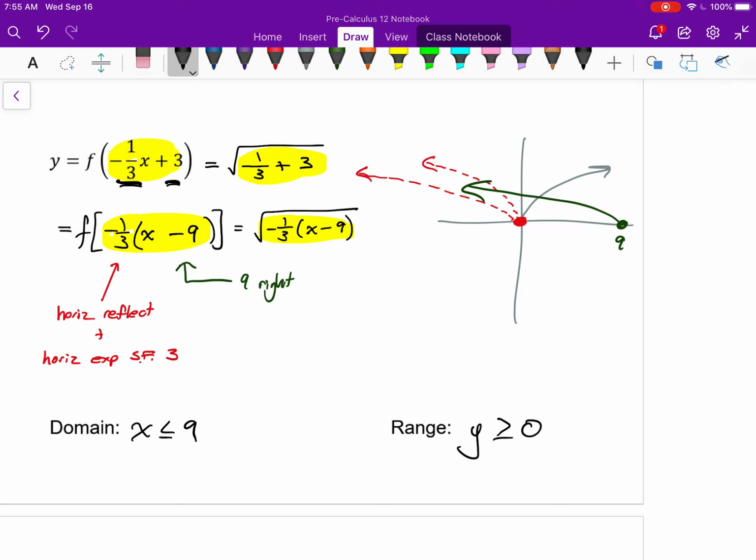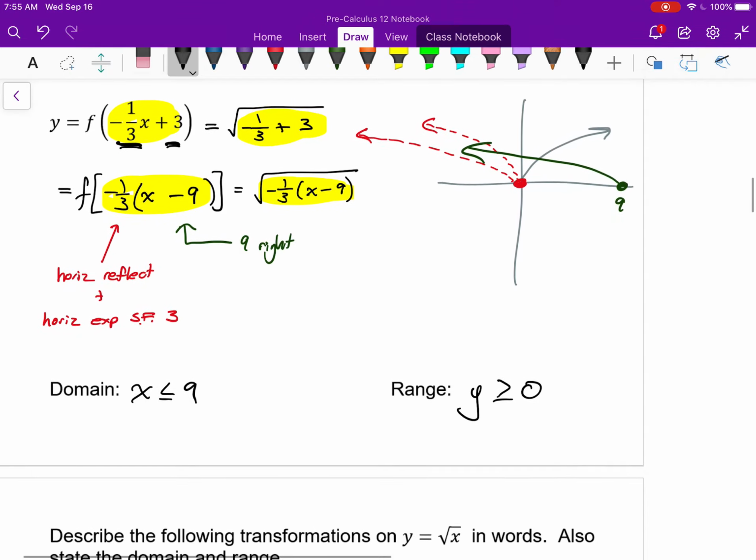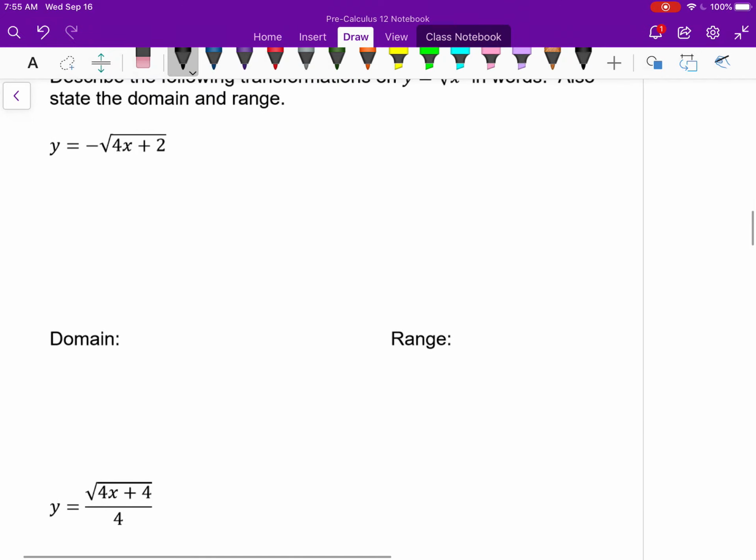And that's because all the transformations we have here are horizontal transformations. And so it kind of makes sense. If all you are transforming are horizontal aspects of the graph, that won't affect the range, because range has to do with vertical aspects, outputs. All right, I have 2 more here.